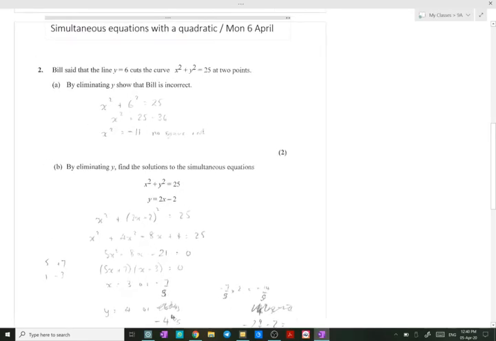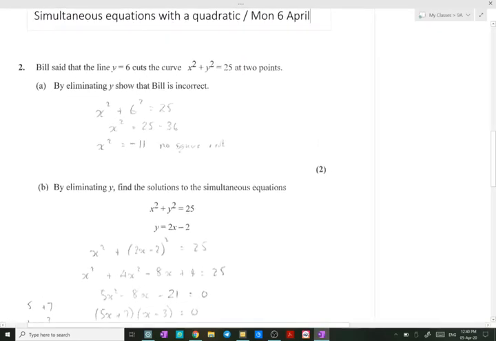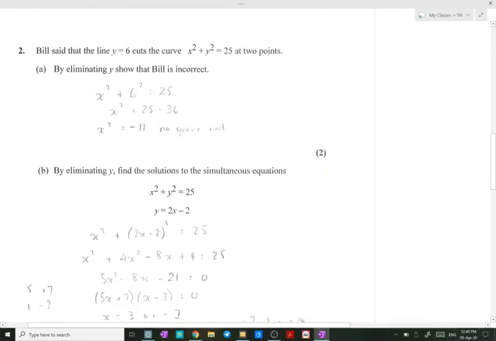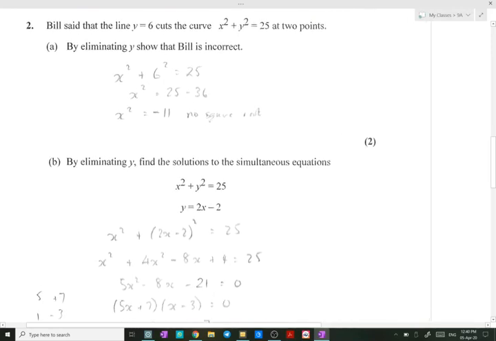This is the second number where we are solving simultaneous equations with one quadratic equation, one of them to be quadratic. Bill said that the line y equals 6 cuts the curve x squared plus y squared equals 25 at 2 points. By eliminating y, show that Bill is correct.